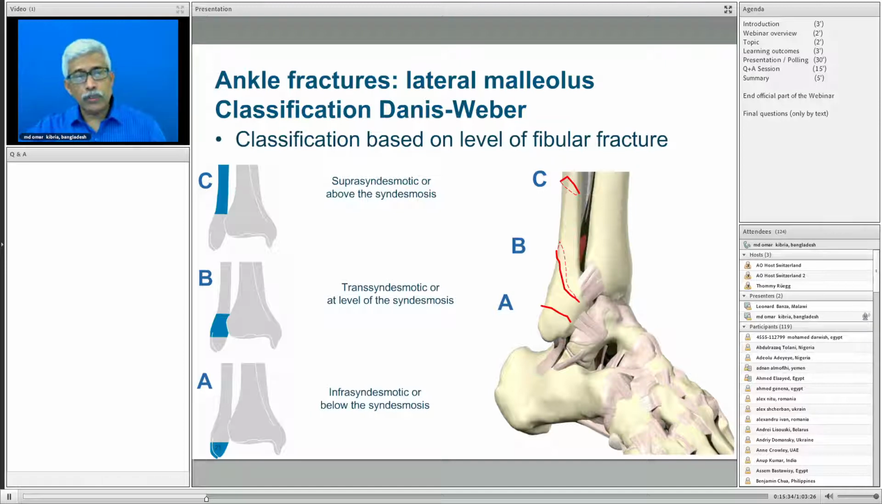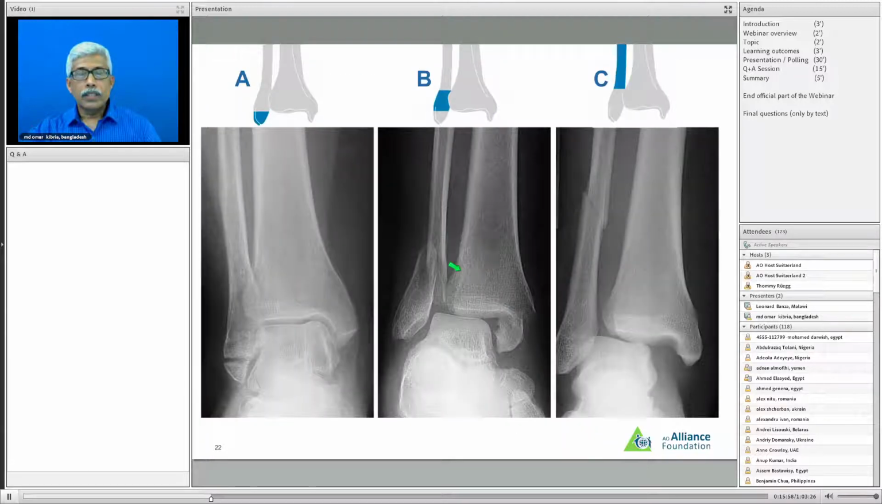This is just to present before you as a pictorial presentation. You can see A is infrasyndesmotic. Anatomically, this is the tibial plafond, and the syndesmosis is below that. So this is A. Accordingly, B is here and C is above the syndesmosis. Just to give an X-ray picture of the same thing, you can see this is A, this is B, and this is C. You can see in both B and C there is a chance of displacement of the talus. The talus is shifted laterally, so this is an unstable fracture.